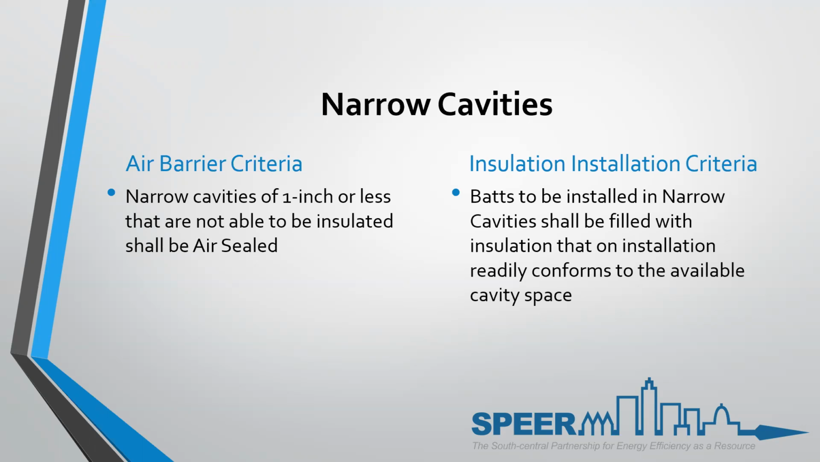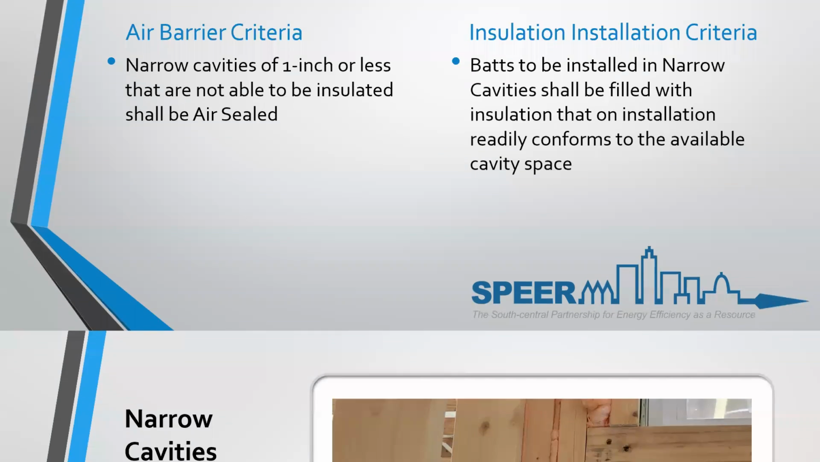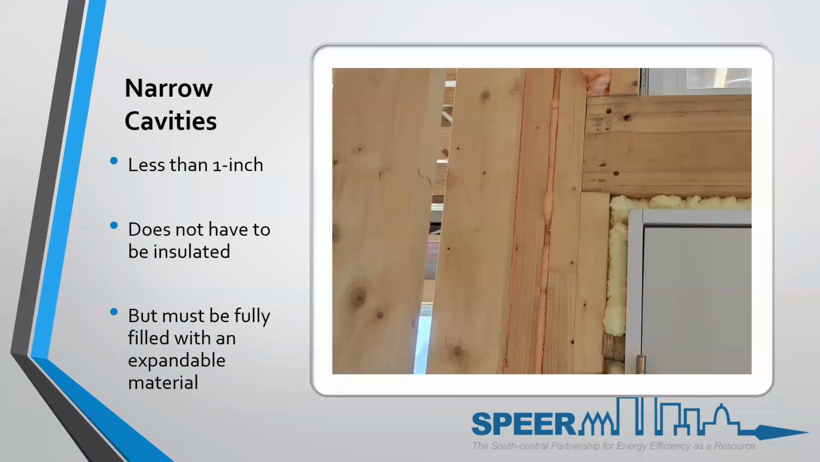So as they said, it's hard to cut a 1-inch strip of insulation. So someone rewrote that part of the code book in that table and said, just allow polyfoam to go in it. It is trapped air. It does have an R value. It will suffice with those smaller gaps less than 1 inch. Anything larger than that must be insulated. So here's an example of a narrow cavity, less than 1 inch, does not have to be insulated, must be fully filled with expandable foam.